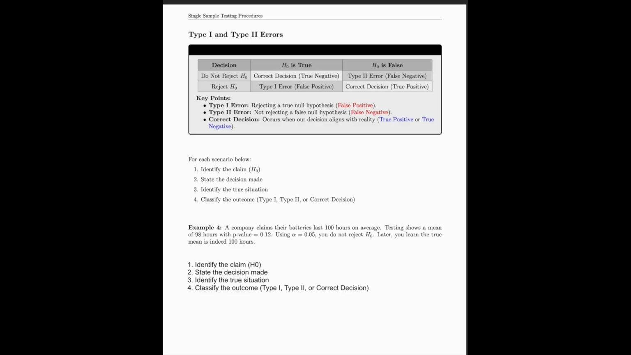So now we're going to talk about type 1 and type 2 errors. And I'm going to talk to you with an analogy to help wrap your head around this. It's a pretty popular analogy for hypothesis testing. So you want to think of a hypothesis test like a courtroom trial.